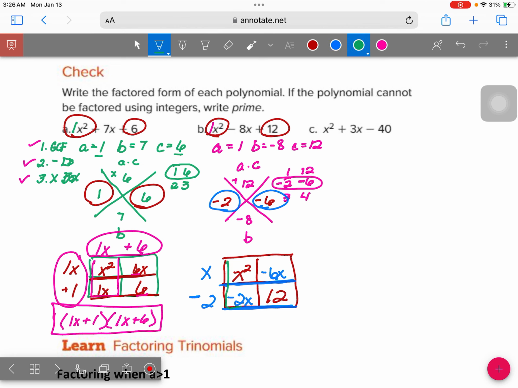Looking at the columns, x squared and -2x is going to be an x, and -6x and -12. The first one has a negative, factor out the negative, and 6. So my factorization here is x minus 2 times x minus 6.